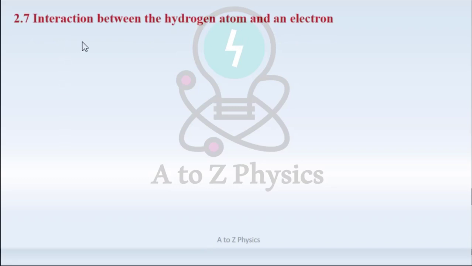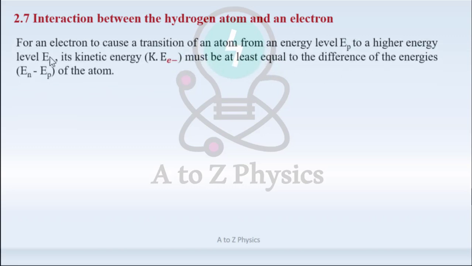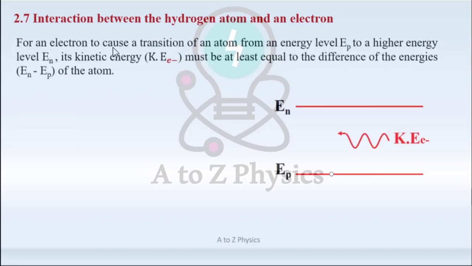Now let's study the interaction between the hydrogen atom and an electron. For an electron to cause a transition of an atom from energy level Ep to a higher energy level En, its kinetic energy must be at least equal to the difference of the energies, En minus Ep, of the atom.